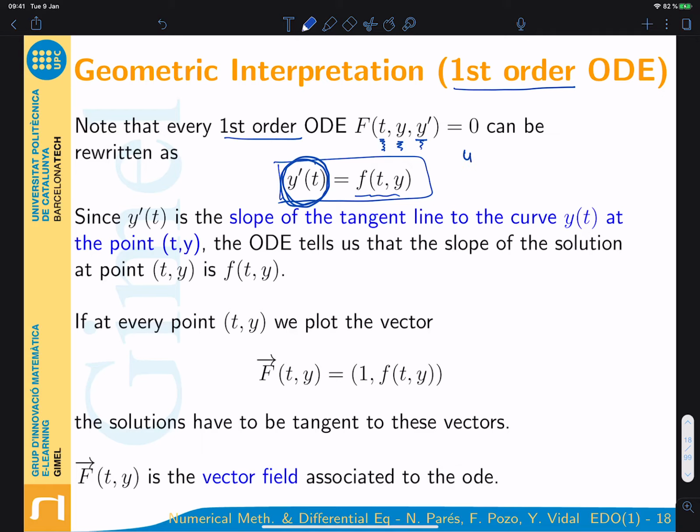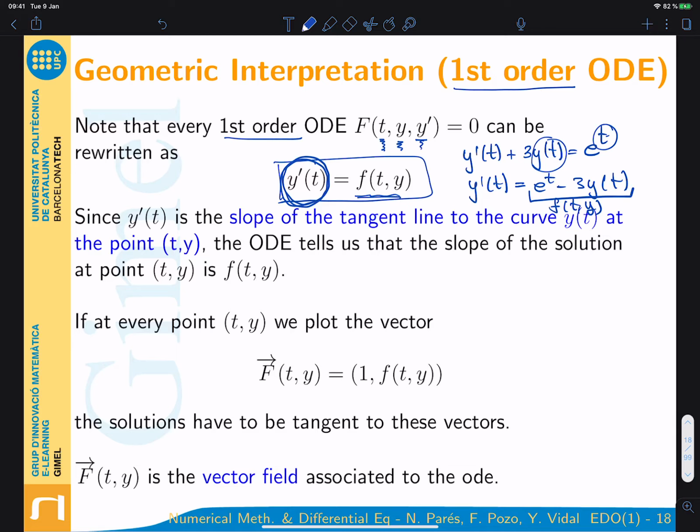So for example, if I have a differential equation like y'(t) plus 3 times y(t) equals the exponential of t, I would first rewrite this as y'(t) in the left-hand side equals, and everything else that depends on t or that depends on y is written in the right-hand side of the equation, leaving me with this expression. So everything here in the right-hand side depends on t and y. That's why we call it f(t, y).